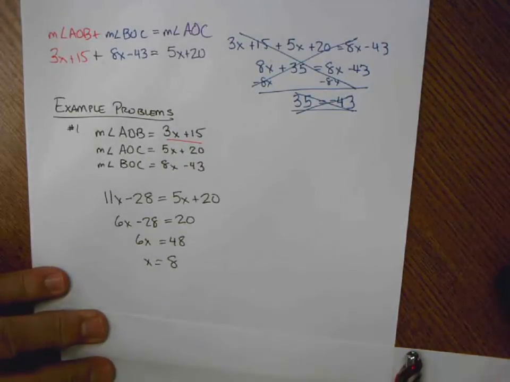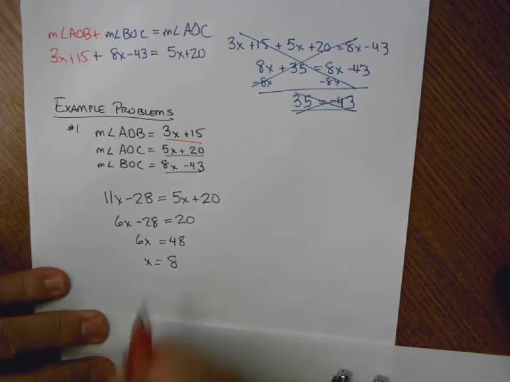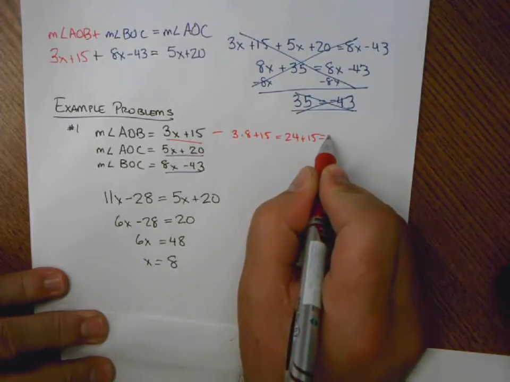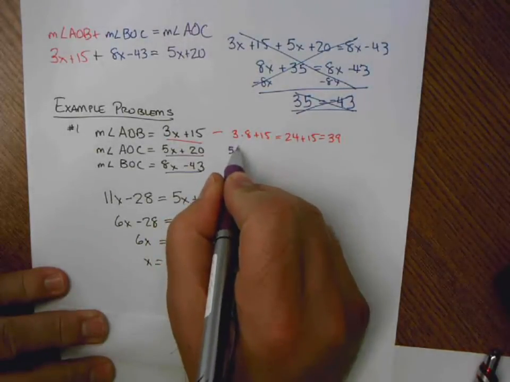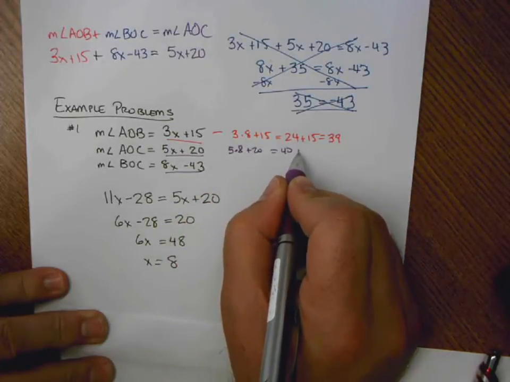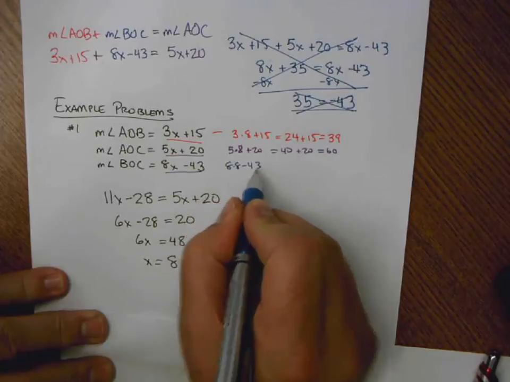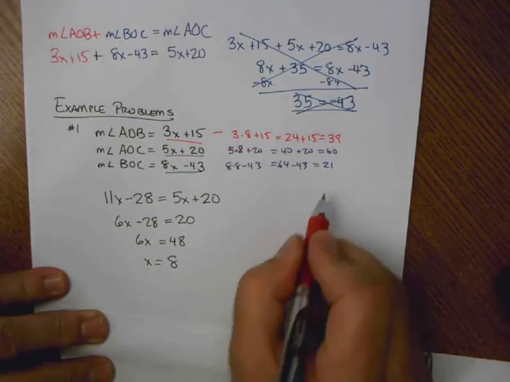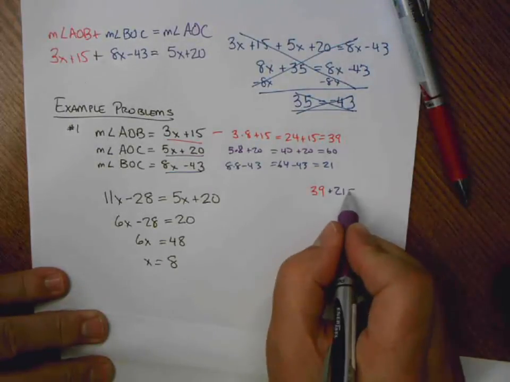I should check myself and ensure that in fact this worked out. Did I get 3 times 8 plus 15, which is 24 plus 15 equals 39. 5 times 8 plus 20 is equal to 40, plus 20 is equal to 60, and 8 times 8 minus 43 is equal to 64 minus 43, which is equal to 21. In fact, 39 plus 21 does equal 60.